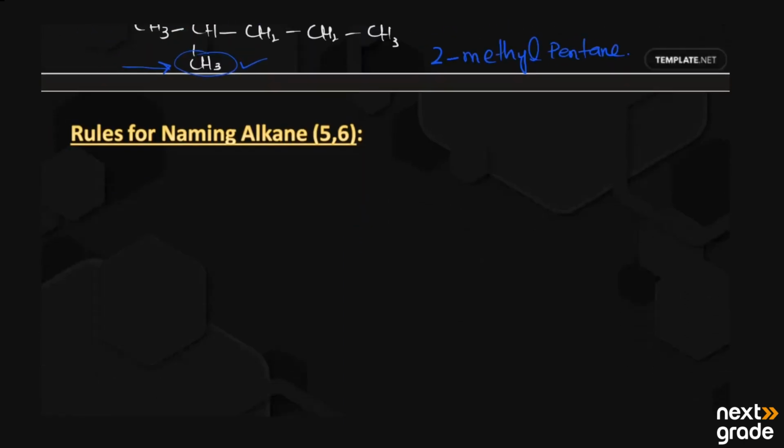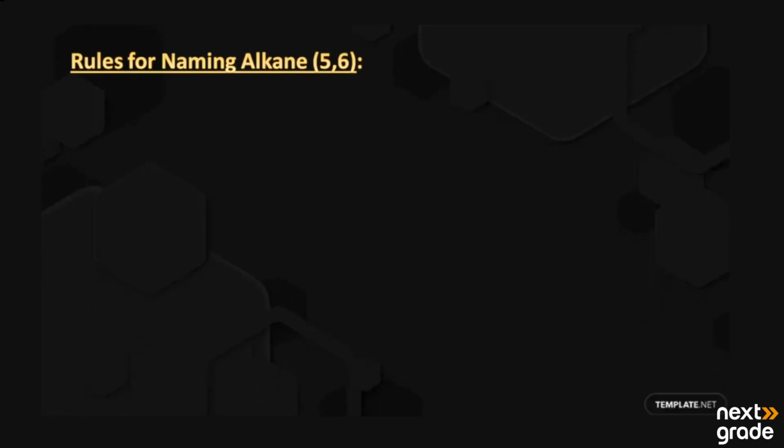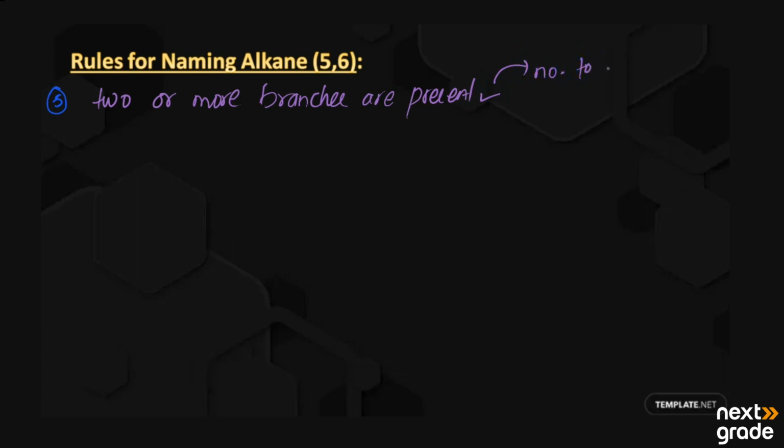Next we have the rule number 5 and 6. So rule number 5: when two or more branches are present, then we must give each substituent a number corresponding to its location on the parent chain.